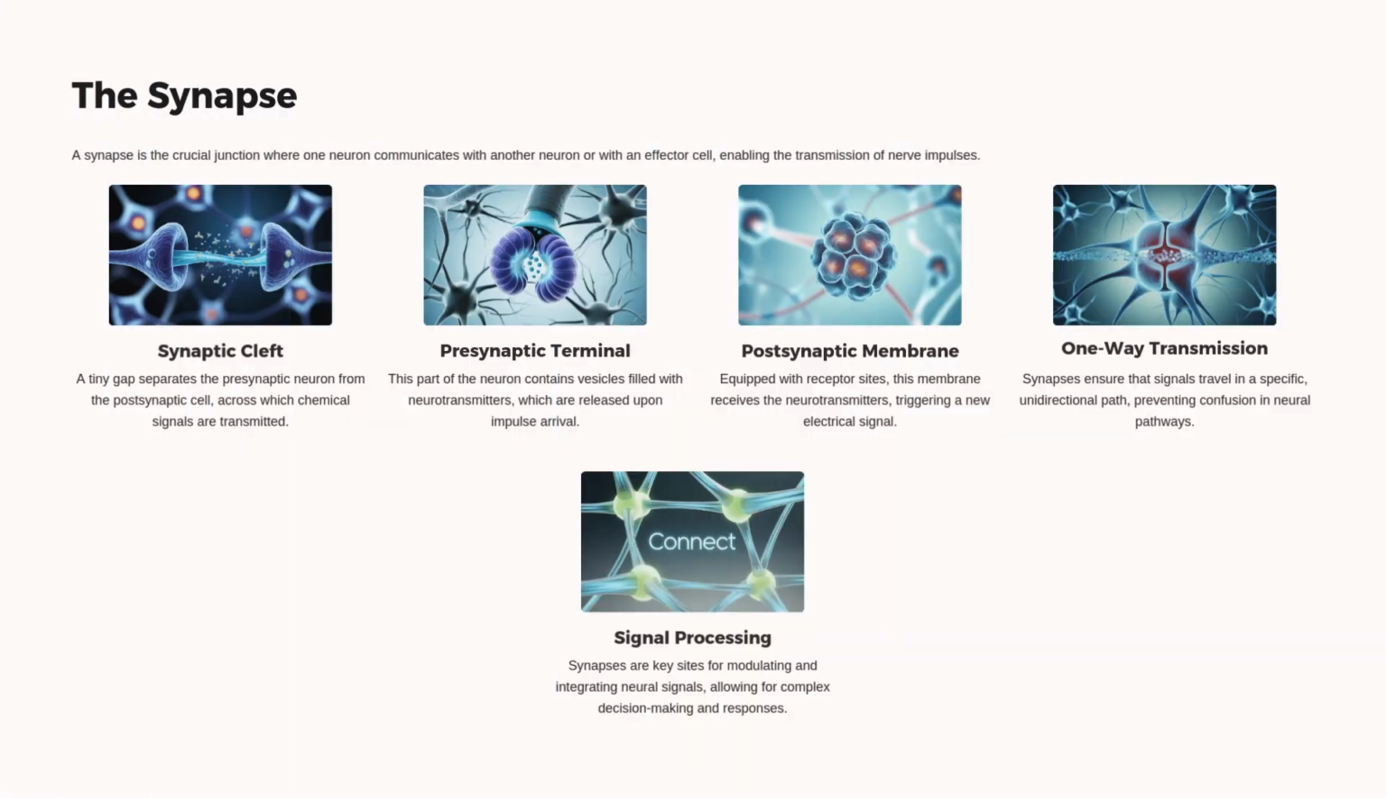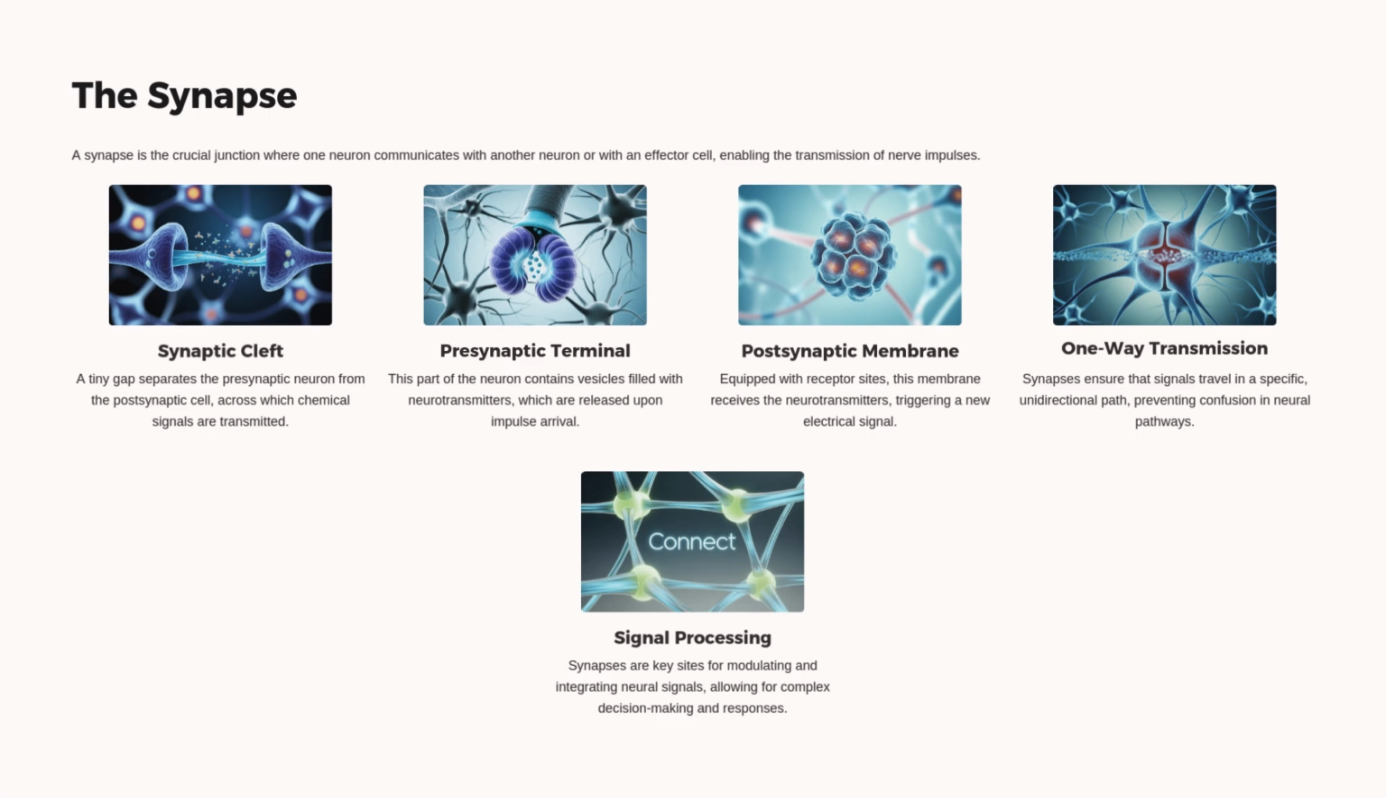The synapse. A synapse is the crucial junction where one neuron communicates with another neuron, or with an effector cell, enabling the transmission of nerve impulses. Synaptic cleft. A tiny gap separates the presynaptic neuron from the postsynaptic cell, across which chemical signals are transmitted.